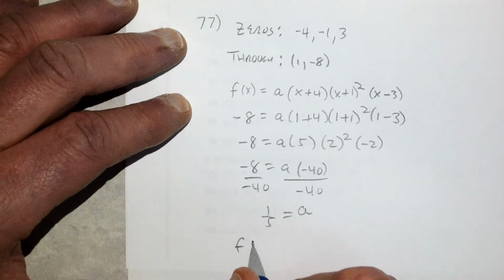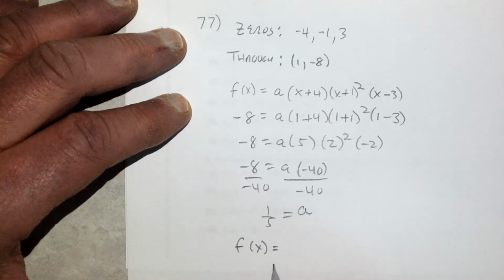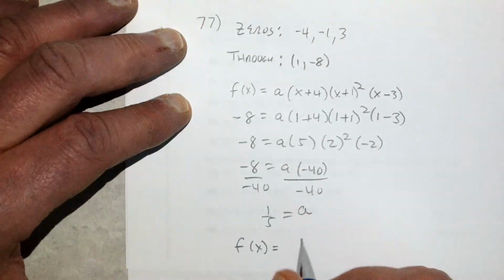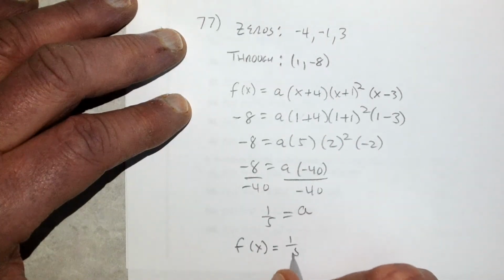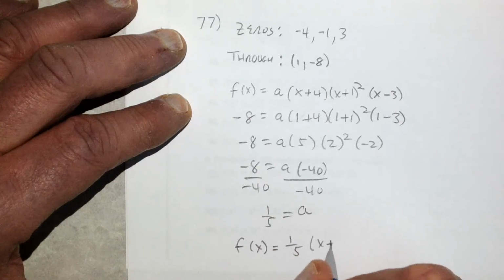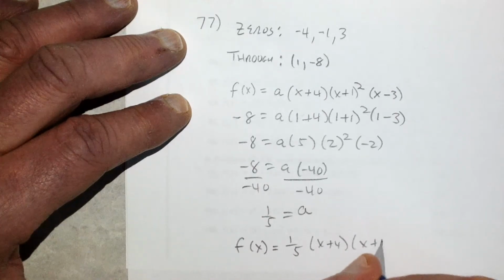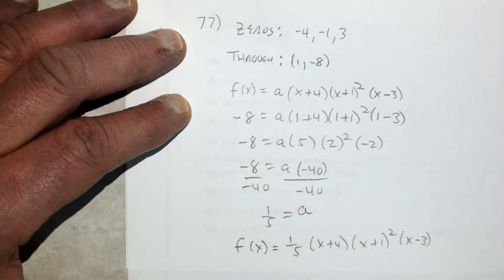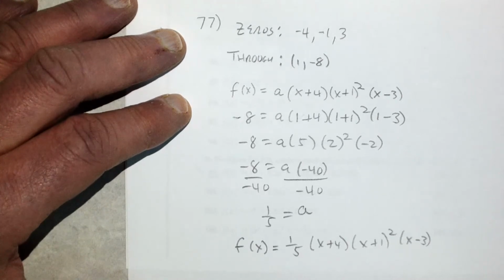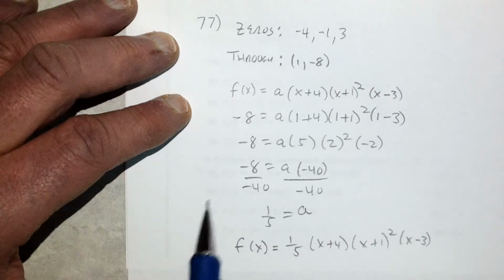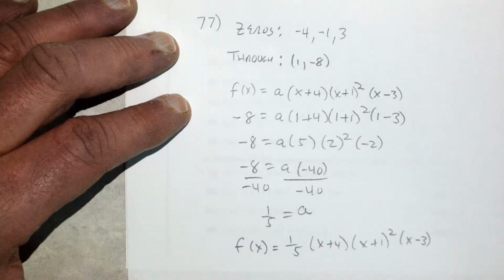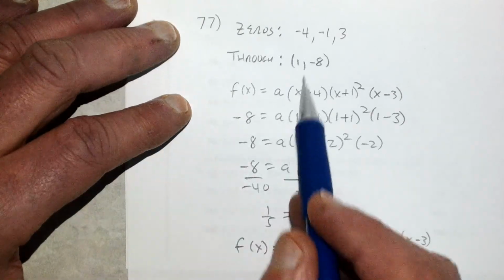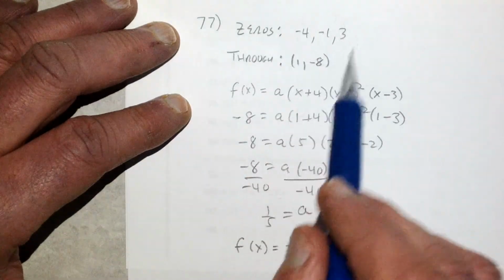And the final function that resulted from the given information of these zeros coming from the graph and going through this point is 1/5 times (x plus 4) times (x plus 1) squared times (x minus 3). And these factors, of course, could be in any order, but that would be the answer. And this would fit problems like number 77 where you've been given a graph, and problems like number 51 where you've been given this information without any graph, but they gave you the information directly.